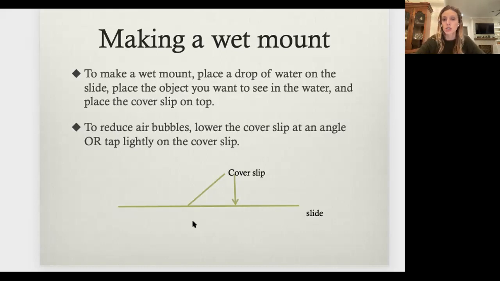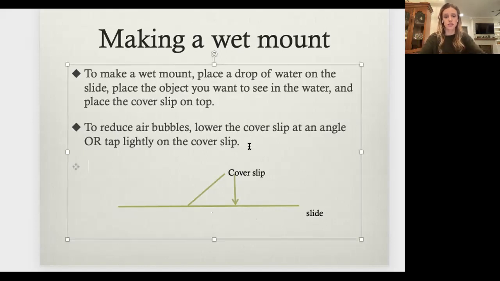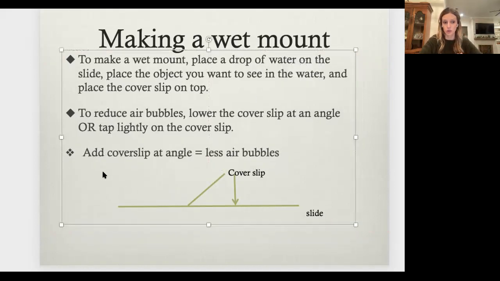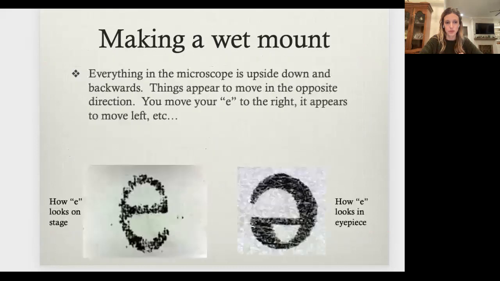Okay. So just redraw that image, and then you can type this note: add cover slip at angle equals less air bubbles. Okay. So redraw that image and add that bullet point.